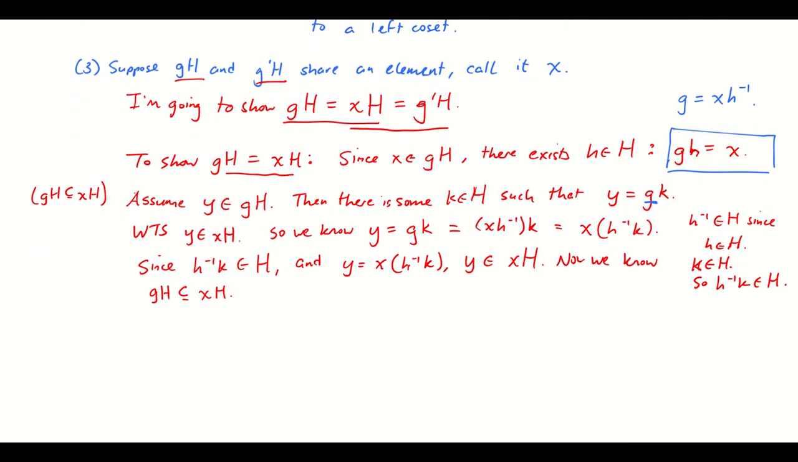So now we need to show the other direction, that XH is a subset of GH. So let's assume that Y belongs to XH now. So that means there is some, and I'll pick a different letter again, let's say L belonging to H, such that Y is equal to X times L. All right, now what are we going to do here?